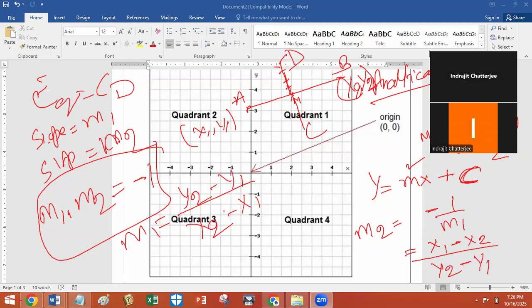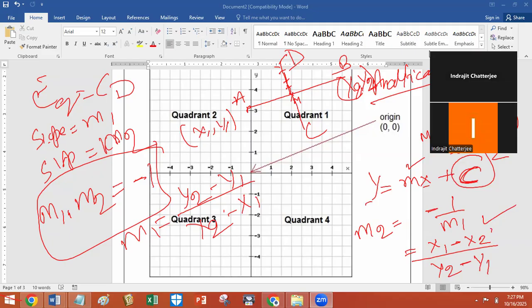It's just the reciprocal, which means you flip it around and make it negative, so it becomes x1 minus x2 over y2 minus y1, okay? So we now know the slope, but we still don't know what c is. So how do we find c? You know what m is over here, but what are x and y?